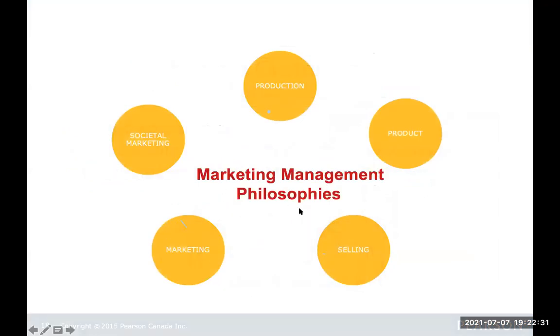Then we spent some amount of time looking at the marketing management philosophies, and that there are five of them, and that it's really an evolution. The first one was production, then product, then selling, marketing, and then societal marketing. And you find that primarily these two, marketing and societal marketing, are what exist now.